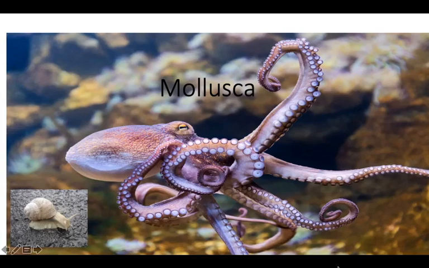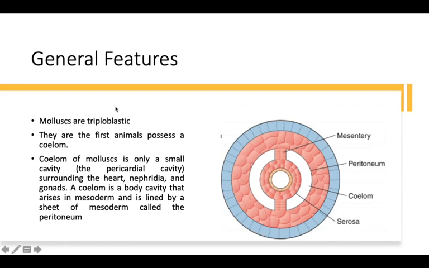Today we are going to discuss the two core characteristics in mollusks. What you are looking at is an octopus and a snail. All these animals belong to the phylum Mollusca. In this video you are going to learn that mollusks are triploblastic.